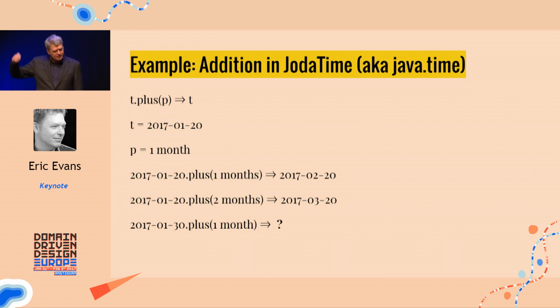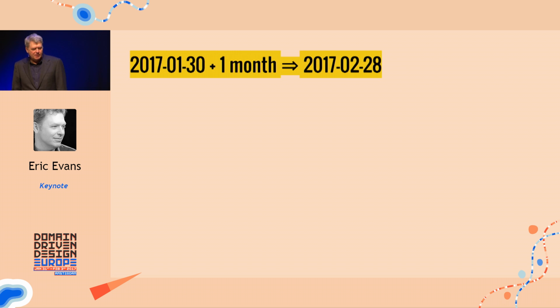Now let me ask you this. January 30th plus 1 month, what is that? I mean, I could think of at least 2, probably 3 reasonable answers. And so probably some of the Java programmers know the answer, but I went in and checked to make sure, and so this is the answer. January 30th plus 1 month is February 28th.